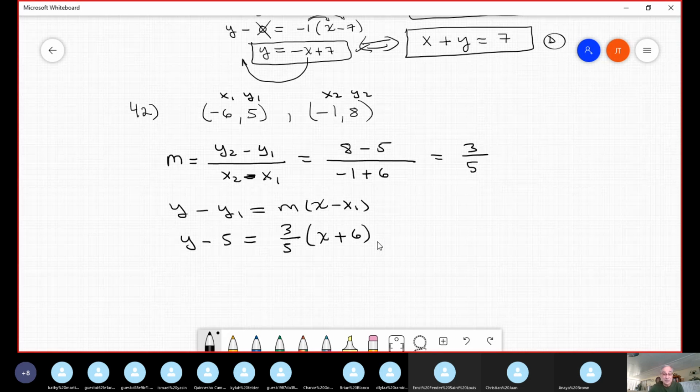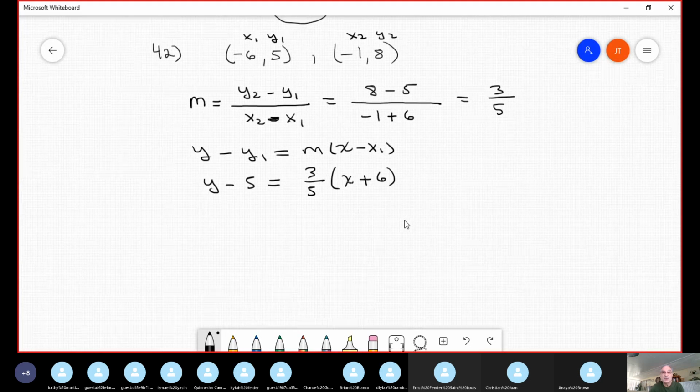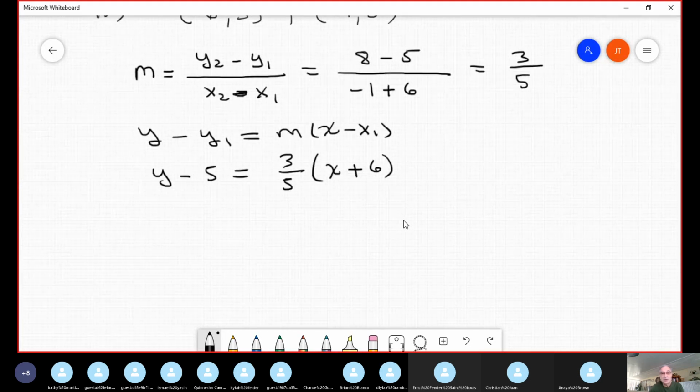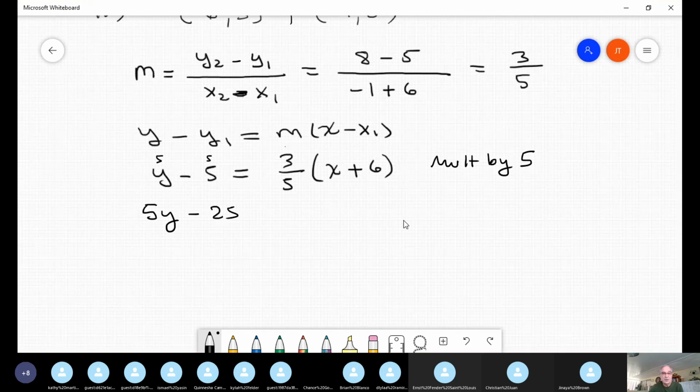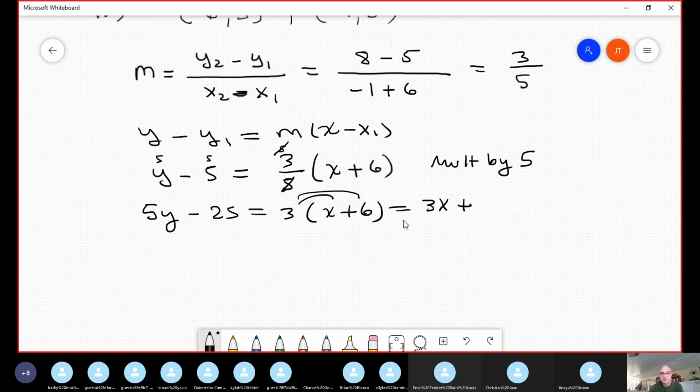My recommendation at this moment is to eliminate the fraction. How do we eliminate the fraction? Multiply the entire equation, the whole thing, by 5. Magically it disappears. This is 5y minus 25. So you multiply by 5 here, here, and here. It equals 3 times parenthesis x plus 6, because this 5 and this 5 cancel. That was the intention, to eliminate the fraction. The rest is easy. You distribute here: 3x plus 18.